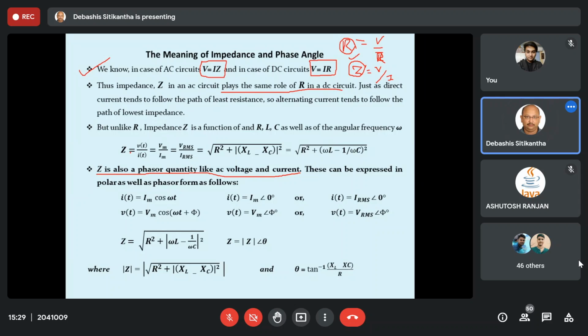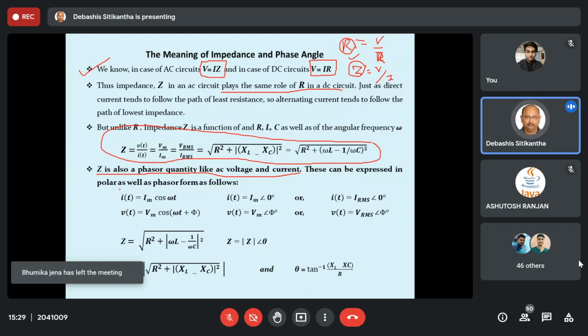Now, as I told you, Z can also be written as V by I, so instantaneous voltage by instantaneous current, or it is the same as maximum voltage by maximum current. It is also the same as VRMS by IRMS. But whatever be the case, this is the actual relationship which you should remember: Z is equal to the square root of R square plus (XL minus XC) whole square, or (XC minus XL) whole square. Doesn't matter because this is a square term.